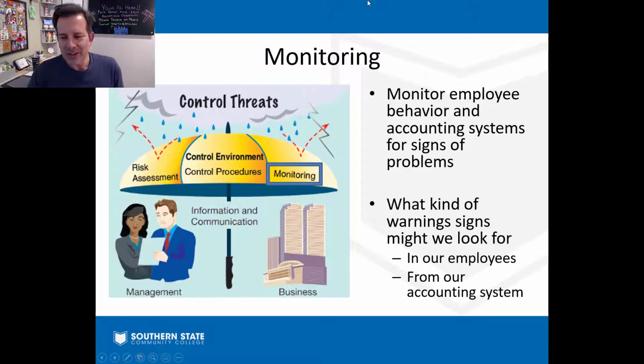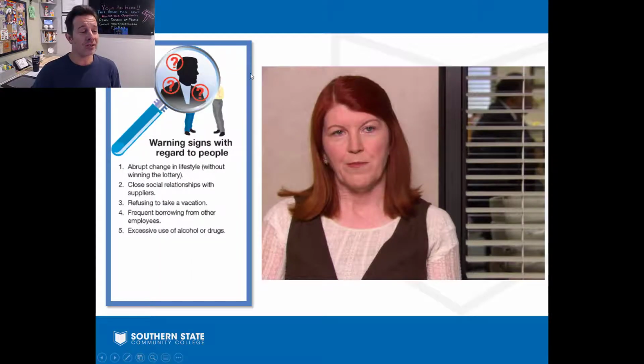What about monitoring? We got a system in place, we got to monitor it to make sure it works. And that's the monitoring component here of our internal control system. We monitor the employee behavior, we monitor the accounting system for any signs of problems. And so what kind of warning signs do you think we might be looking for when we talk about our employees? What kind of warning signs might they be showing? Hey, something might be going on here. Monitoring. Warning signs with regards to people.